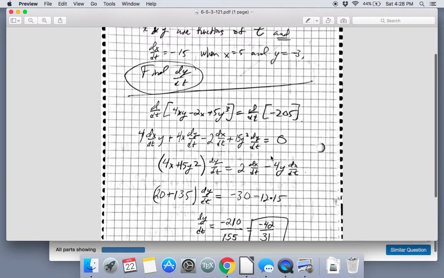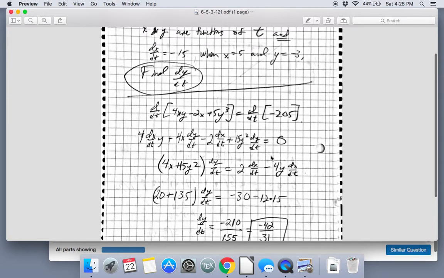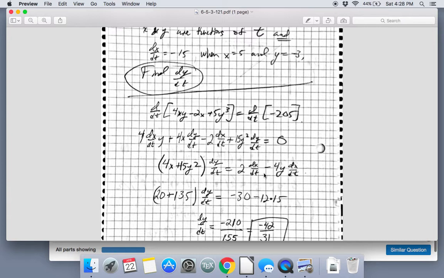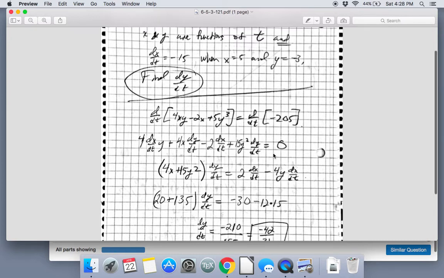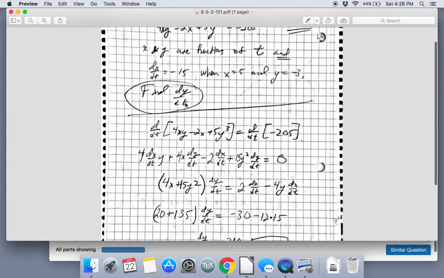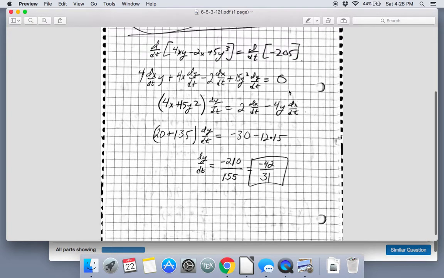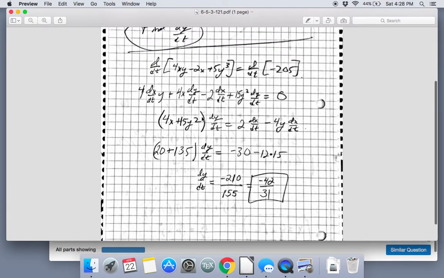And now the goal was, okay, I found what dy/dt looks like in general. This is like an equation that relates the rates and the variables. But I want to find it at a specific instant, which is the time, whatever time it actually is, where dx/dt is negative 15, x is 5, and y is negative 3. So if I plug those values into this equation that I just found in general, I can isolate dy/dt, and that's exactly what I did. I just plugged all those values in, simplified, divided by 155, and simplified the fraction.